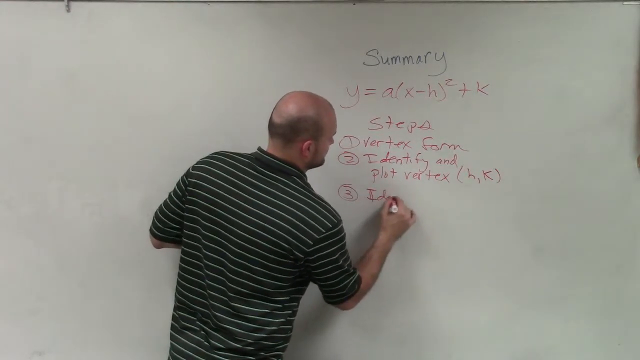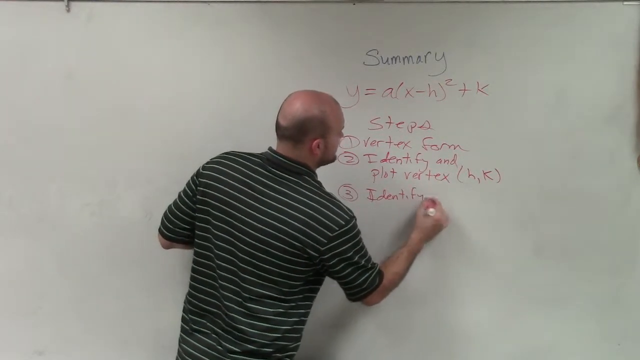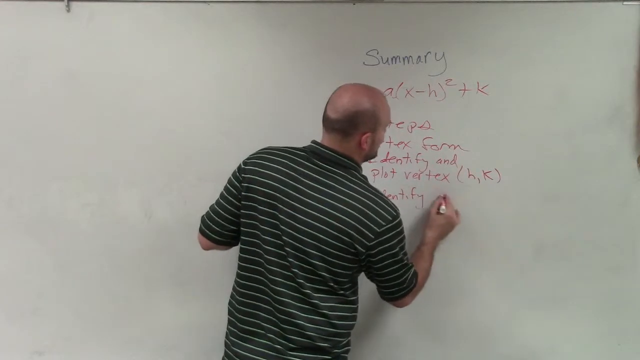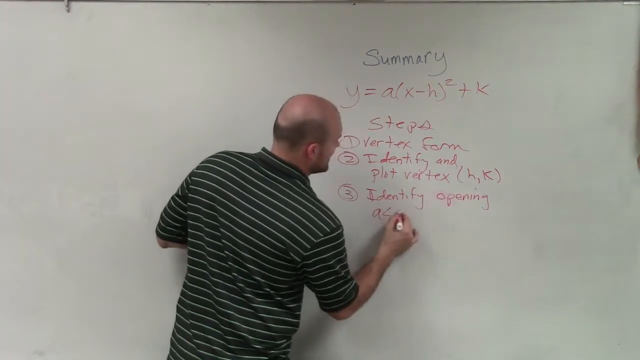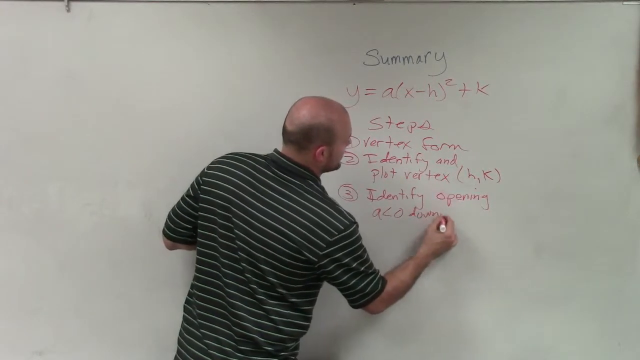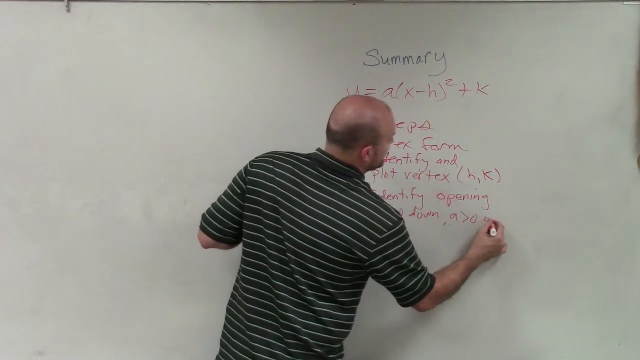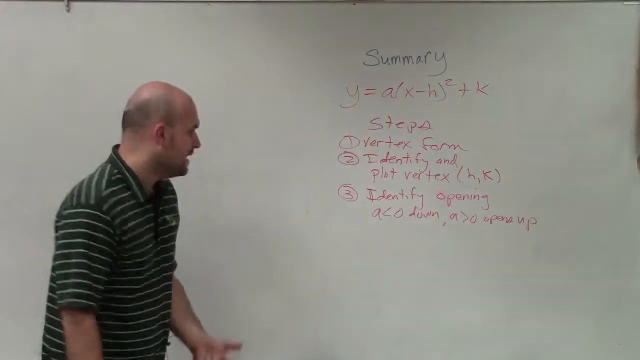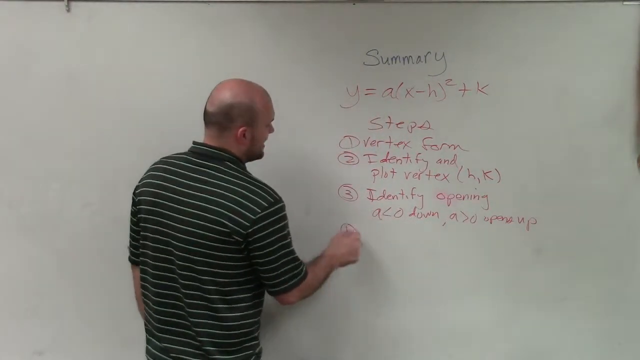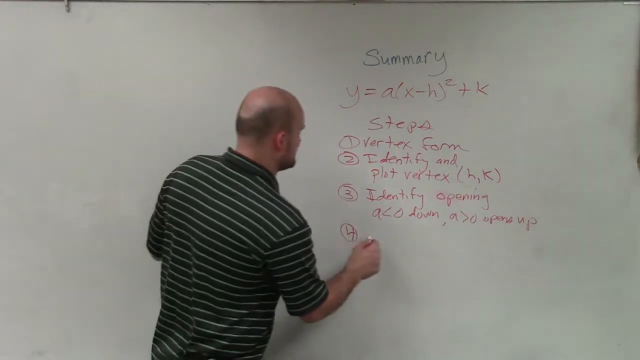So identify the opening of the graph. Remember, if a is less than 0, it opens down, and if a is greater than 0, the graph opens up. And then the last thing we do is identify the axis of symmetry.